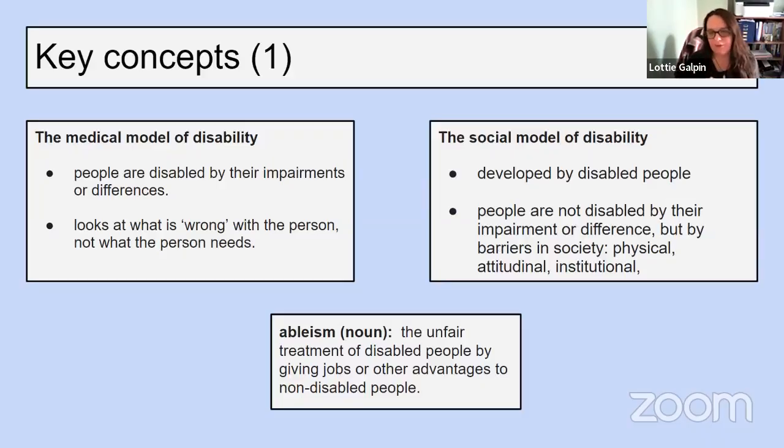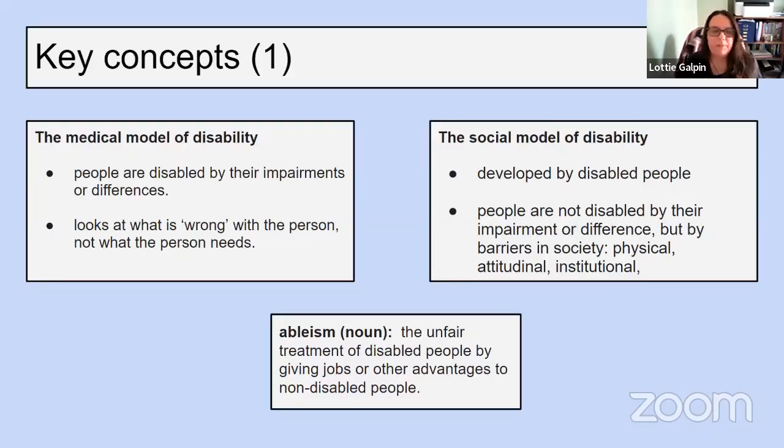The social model of disability, which was developed by disabled people, says that people aren't disabled by their impairment or their difference, but by barriers in society. So they could be physical, attitudinal, institutional. So if we think about a wheelchair user, a physical barrier would be something like a lack of physical accessibility.